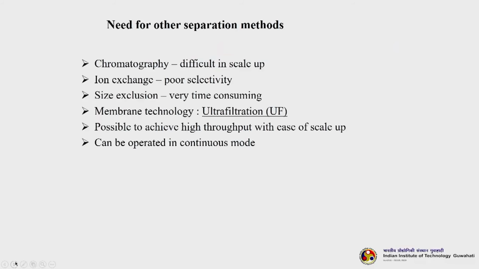Throughput is very low, scale up is difficult and it is a very expensive process. So, there is a need for other separation methods. Chromatography is difficult to scale up, ion exchange has poor selectivity, and size exclusion is very time consuming. Whereas membrane technology, ultrafiltration, is one of the best solutions. It is possible to achieve high throughput with easy scale up, and it can be operated in continuous mode. So, let us see how it is happening.